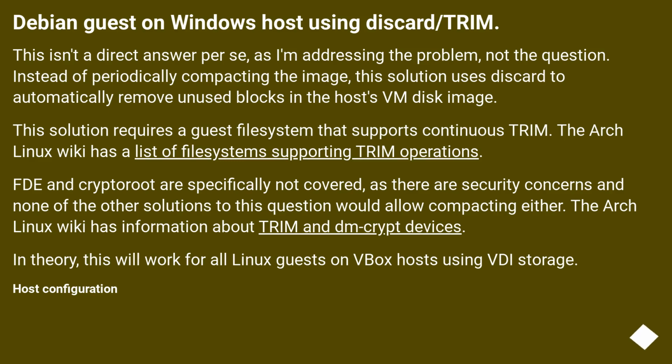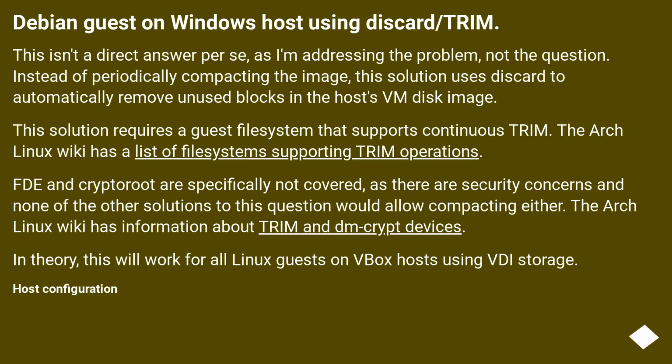Debian guest on Windows host using discard/trim. This isn't a direct answer per se, as I'm addressing the problem, not the question. Instead of periodically compacting the image, this solution uses discard to automatically remove unused blocks in the host's VM disk image. This solution requires a guest file system that supports continuous trim. The Arch Linux wiki has a list of file systems supporting trim operations. FDE and CryptoRoot are specifically not covered, as there are security concerns and none of the other solutions to this question would allow compacting either. The Arch Linux wiki has information about trim and dm-crypt devices. In theory, this will work for all Linux guests on VBox hosts using VDI storage.